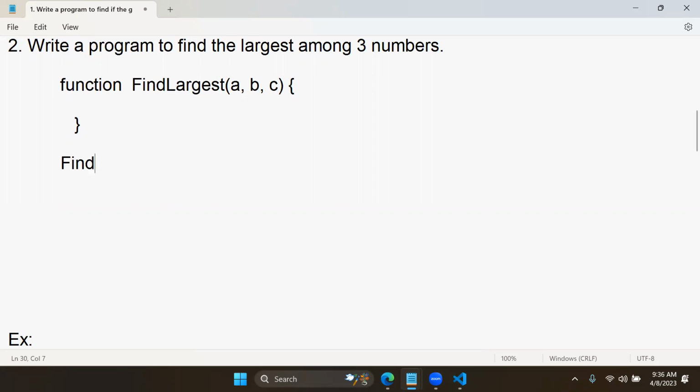Suppose I call find largest and I enter 10, 5, 8, 19. It should return 19 is largest. Understood? How to write a program for that? That means it should print A is largest, B is largest, or C is largest.